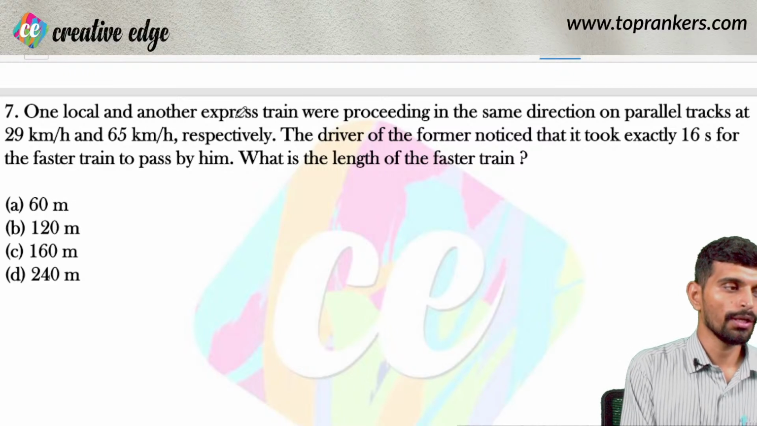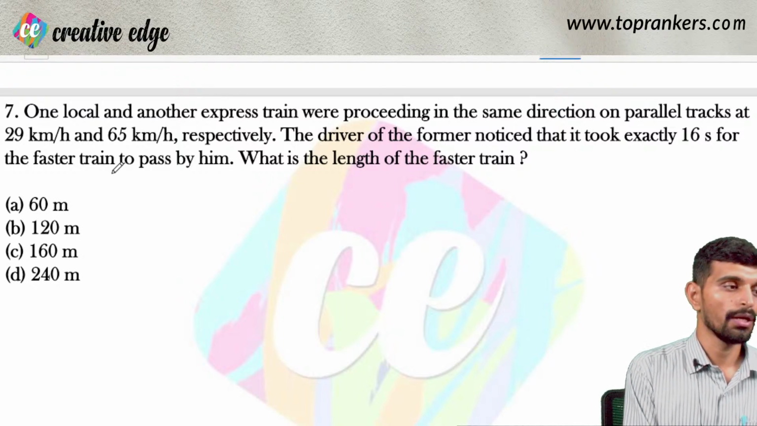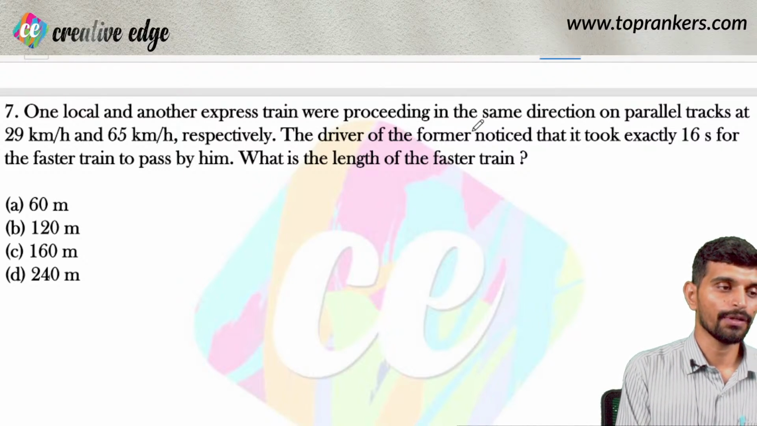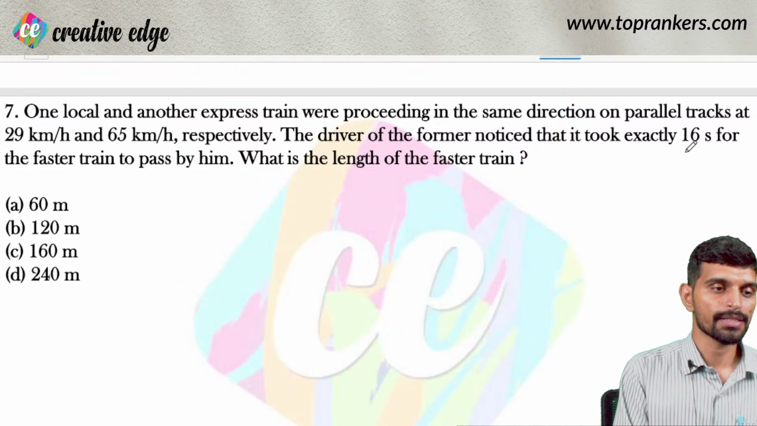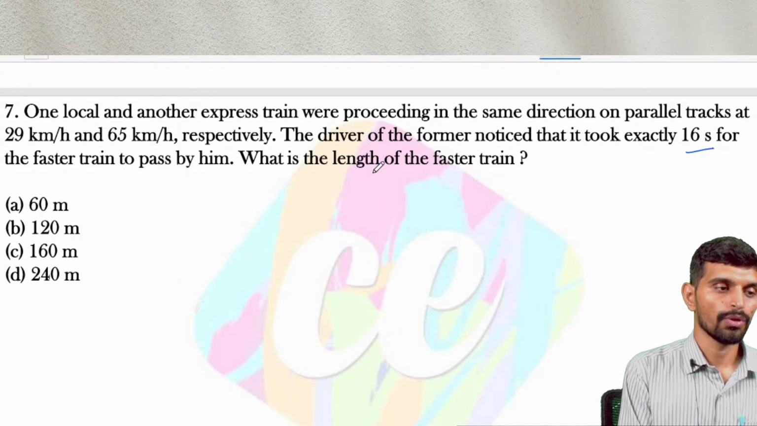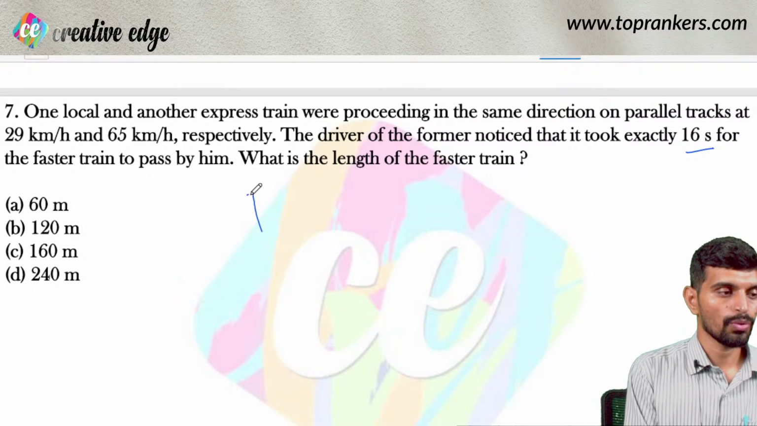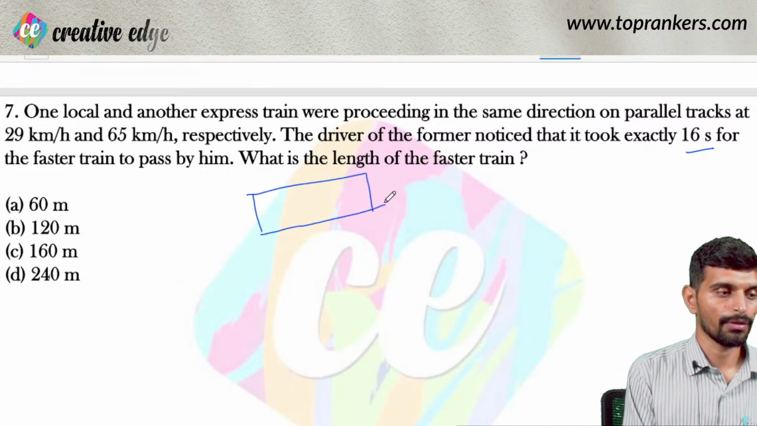One local and another express train were proceeding in the same direction on parallel tracks at 29 km per hour and 65 km per hour respectively. The driver of the former noticed that it took exactly 16 seconds for the faster train to pass him. What is the length of the faster train? Right. So let's talk about the concept of length of train.